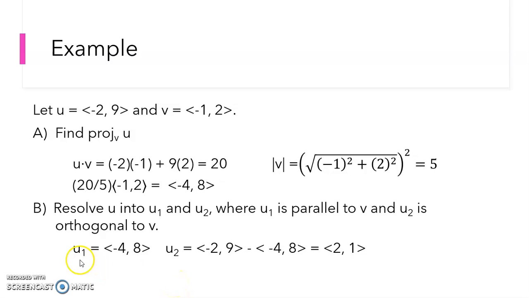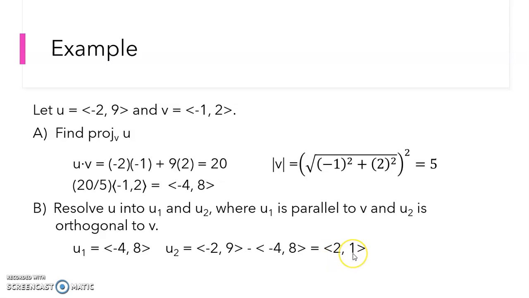So as I said, u1 is going to be this projection vector that we got earlier. And for u2, I copied down vector u, and I have to subtract out that projection vector. So -2 minus -4 is 2. And 9 minus 8 is 1.